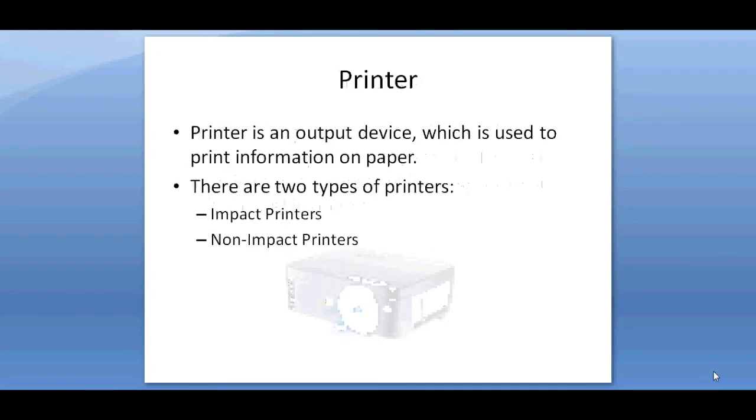Fourth and important output device is printer. Printer is the most important output device which is used to print data on paper. There are two types of printer. First, impact printer. Second, non-impact printer. Impact printer: the printer that prints the character by striking against the ribbon, also known as carbon paper, and onto the paper is known as impact printer.